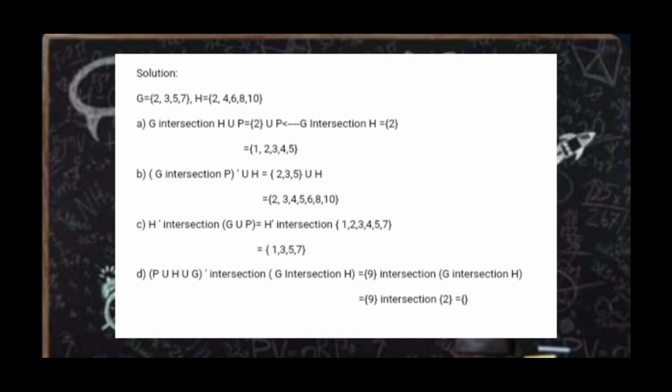D, (P ∪ H ∪ G)' ∩ (G ∩ H) is equal to {9} intersection (G ∩ H). The result is {9} intersection {2}, which is equal to the empty set.